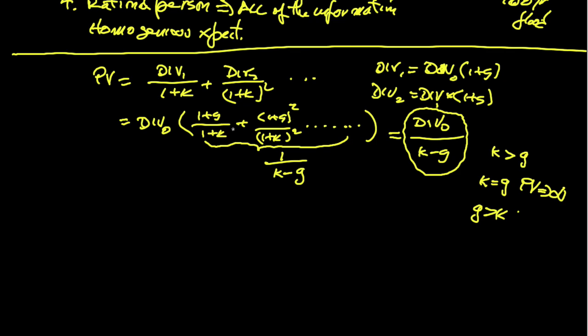This is no good anymore, because when you sum this thing, you always assume that k is greater than g. So if the growth rate, like for a startup, is huge, much greater than k, this formula doesn't work. This only works when you're looking at something that's going to go on forever and where k is greater than g. So I'll stop right now, but just remember that's a big caveat here.